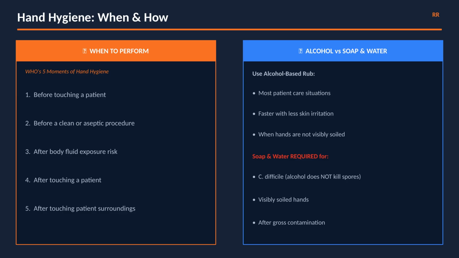Droplet precautions for infections spread in respiratory droplets: influenza, meningitis, pertussis. Surgical mask required when within 3 feet of the patient. Airborne precautions for infections in aerosolized particles that remain suspended in air: tuberculosis, TB, measles, chickenpox. N95 respirator required, fitted and seal checked. Negative pressure room required. The patient wears a mask during transport.